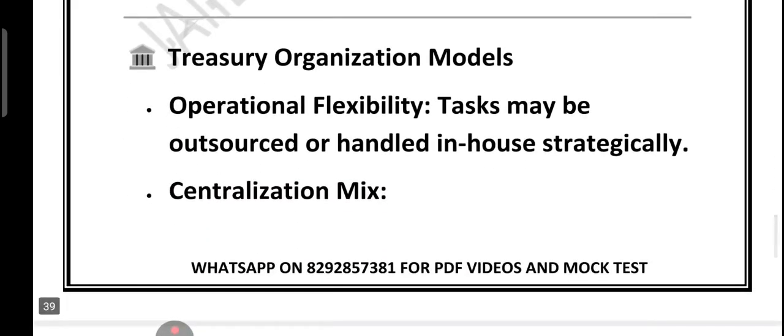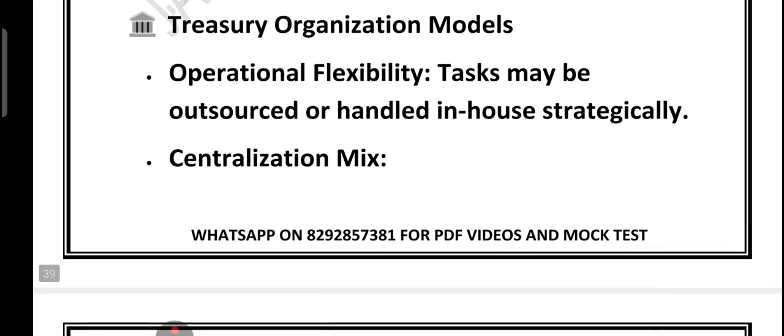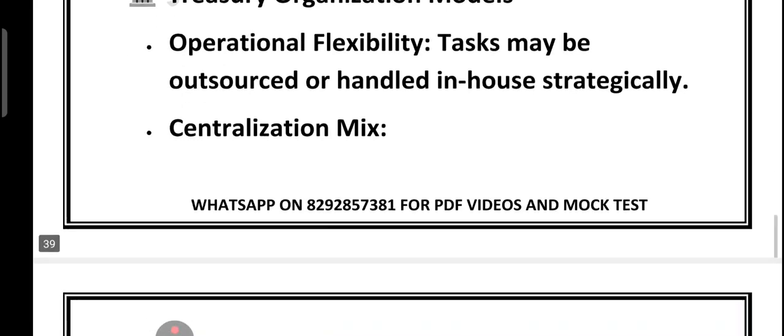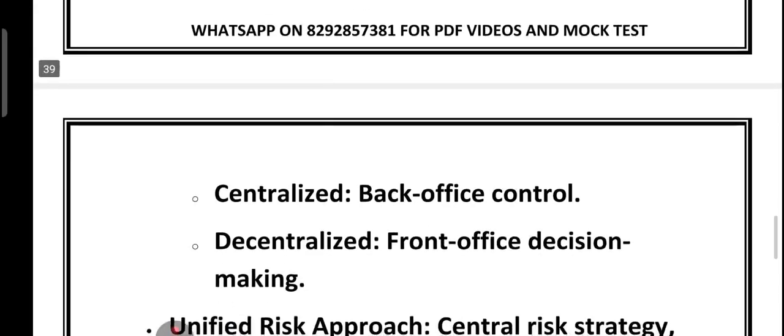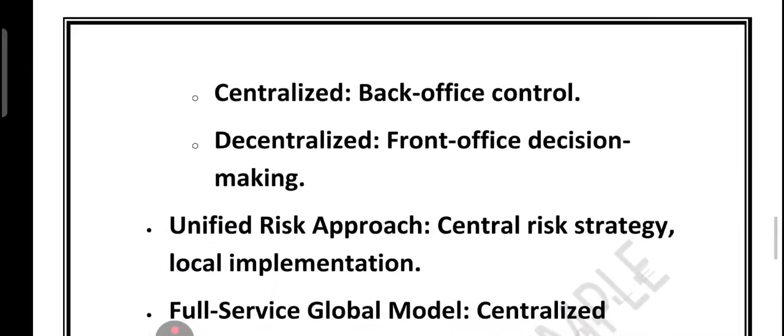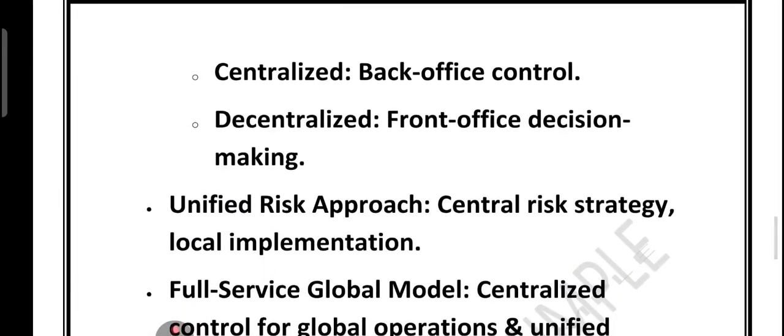Look at the treasury organization model. First of all, we have operational flexibility, which means tasks can be outsourced or handled in-house based on the strategy. Centralized means back office control and supervision. Decentralized means front office decision making near operation. Right, that is called centralization and decentralization. In the case of centralized, the role is back office control. Decentralized means front office decision.